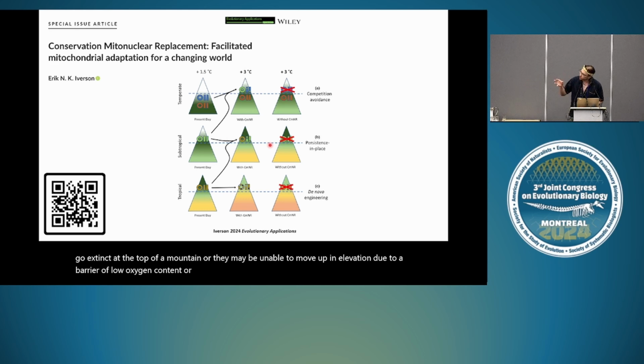And so if we're able to move mitochondrial haplotypes that are very adaptive from closely related species that live in other climate space, maybe climate space that's more reflective of what these species are going to encounter in the future, then we may be able to help these species either persist on a mountain as it gets warmer or move up in elevation in a way that they wouldn't have been able to do.